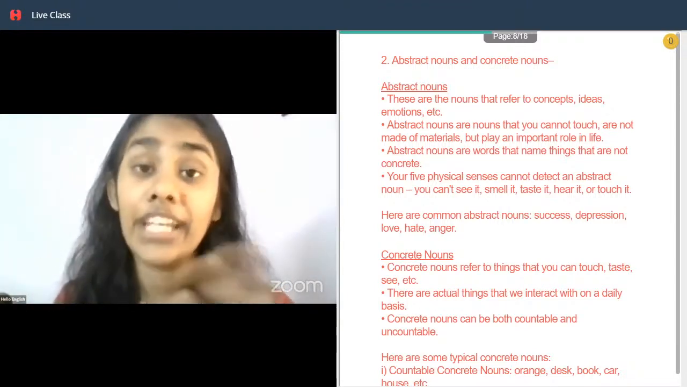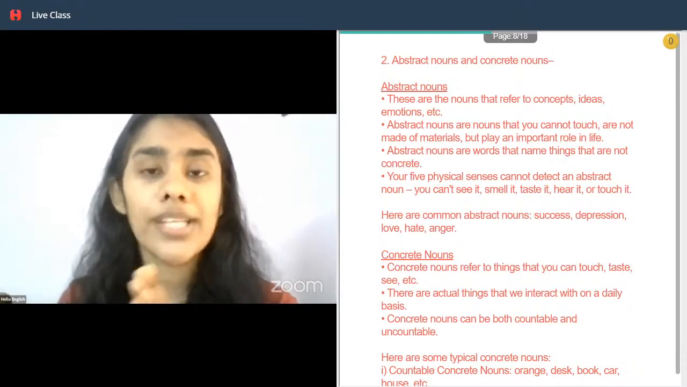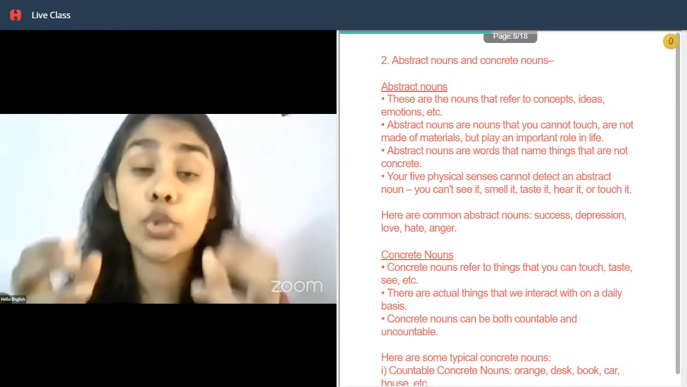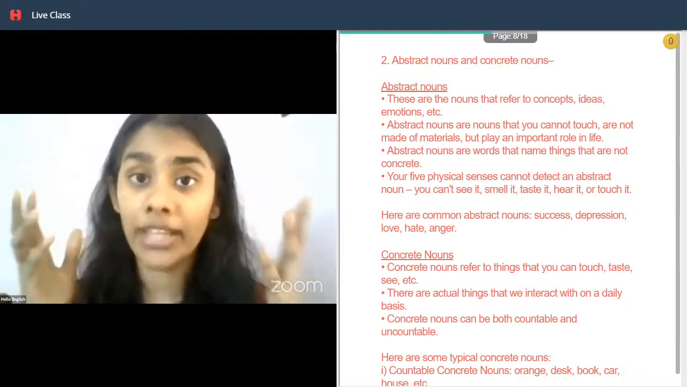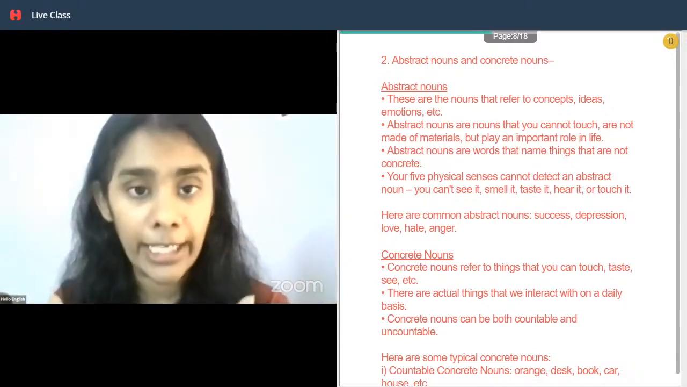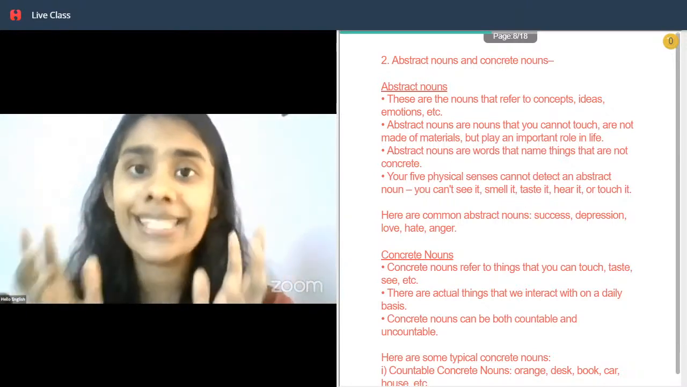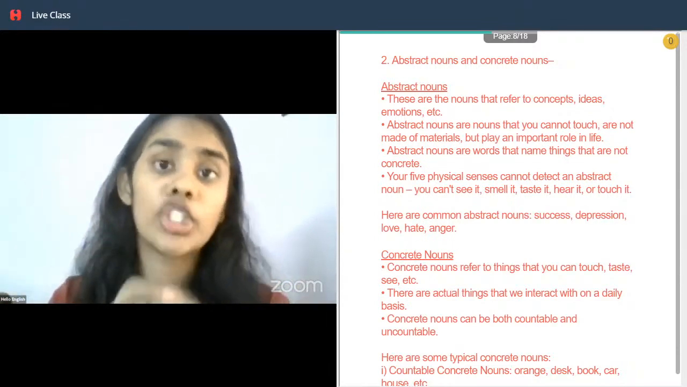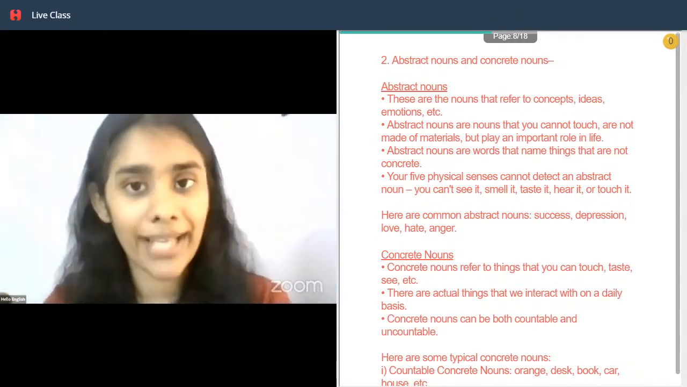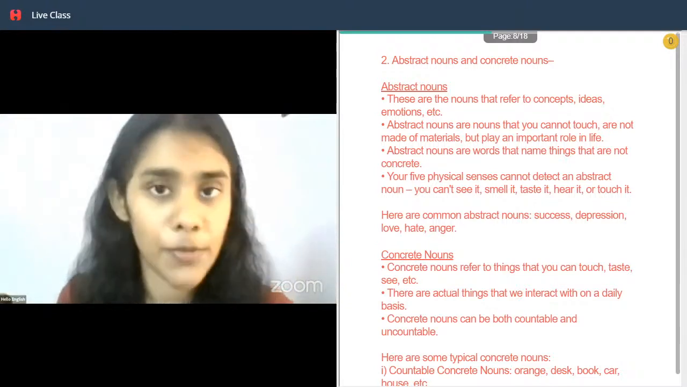Then we have ideas, emotions. So it refers to all of these things which we cannot see. We cannot detect them with any of our five senses, but we can only feel it. Understood? So basically something which you cannot touch, which is just a state, which is just existing, is said to be an abstract noun.